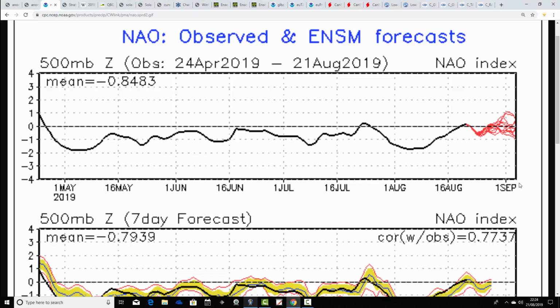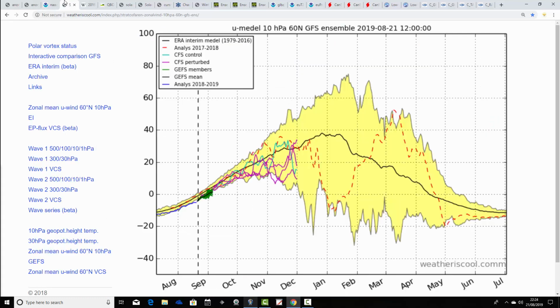So we'll be trying to decipher what the implications of the negative phase of the North Atlantic oscillation and also the Arctic oscillation could be in the next few weeks and months. And of course, we're keeping a close eye on how those trends are developing.